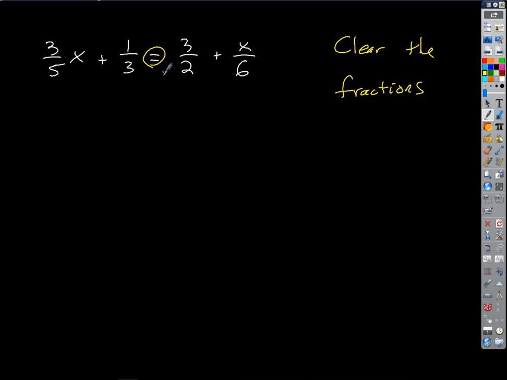It's going to be a little bit harder to do because you're going to get numbers that are a little bigger and harder to deal with, right? So you want to try to get the smallest one. So we're going to multiply both sides by 30 because 30 is the least common multiple.